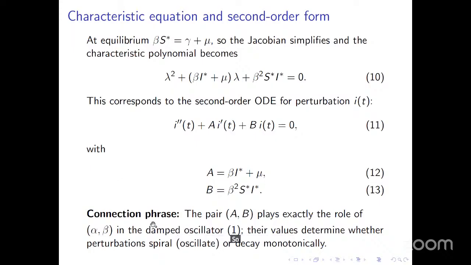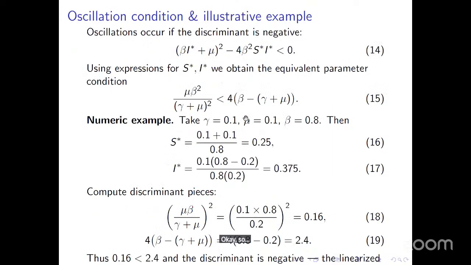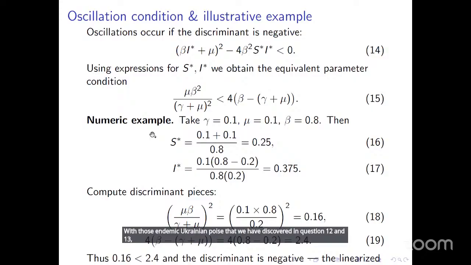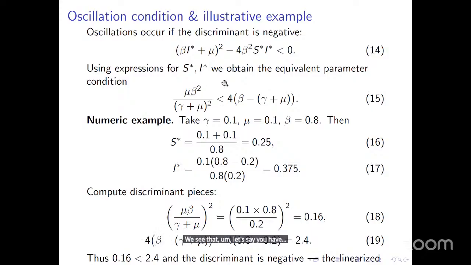So the connection, this pair A and B, plays exactly the role of alpha and beta in the damped oscillatory solution. Their values determine whether perturbations spiral or decay monotonically. Okay, so let's look at an example here. With those endemic equilibrium points that we have discovered in equations 12 and 13, this is the term that we'll have, 15.